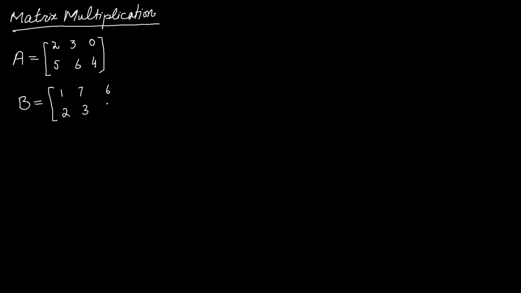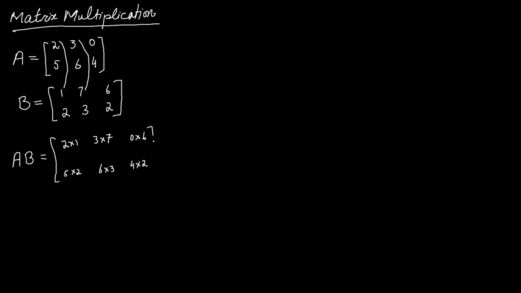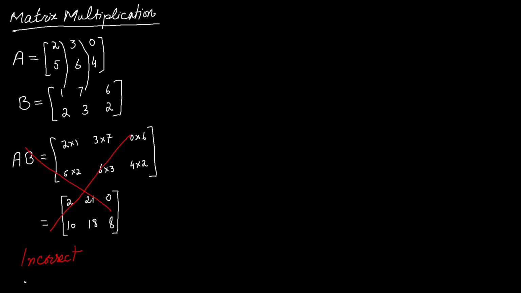Our next topic is matrix multiplication. Let us try to multiply two matrices element by element. 2 is multiplied with 1, 3 with 7 and so on. So our resultant matrix obtained by multiplication of A with B is 2, 21, 0, 10, 18 and 8. But this is not how matrix multiplication works.